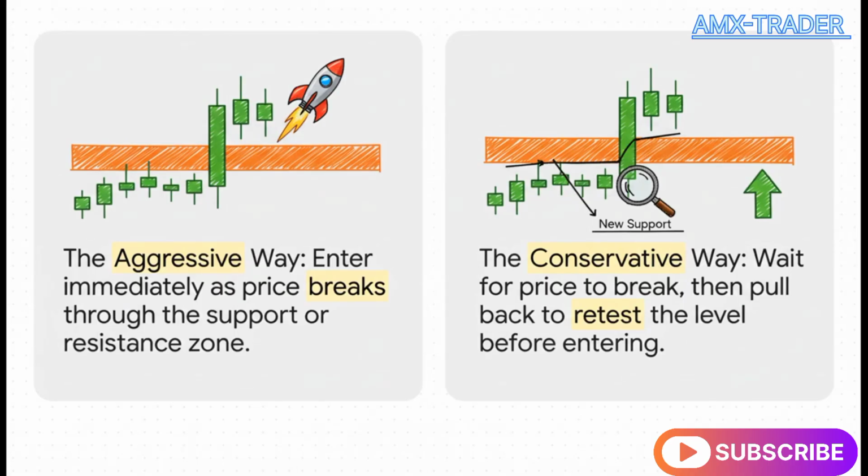There are basically 2 ways you can play a breakout. The aggressive way is to jump in the moment the price pushes convincingly through the zone. It's faster, sure, but it's definitely riskier. Then there's the conservative way, which is to just wait. You let the price break through and then you patiently wait for it to pull back and retest that same level, but from the other side. This gives you so much more confirmation that the level has really flipped its role.